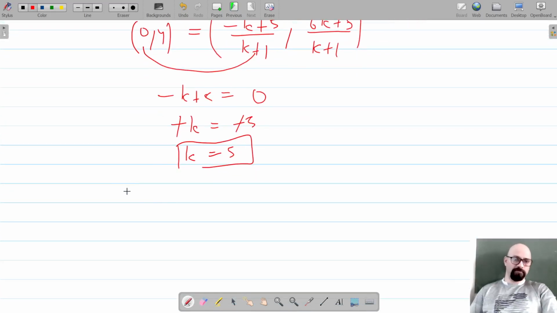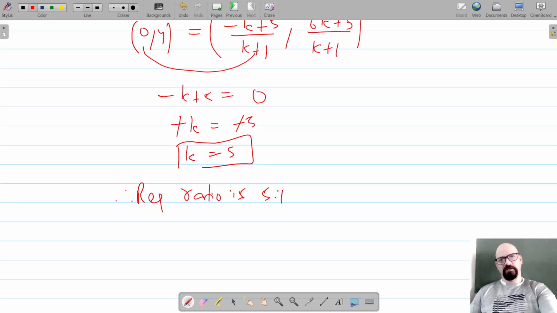So therefore the required ratio is 5 is to 1. Okay, so the required ratio is 5 is to 1, and that's what was asked in the question. Moving on to the next one.